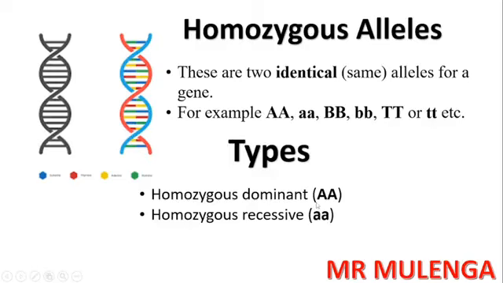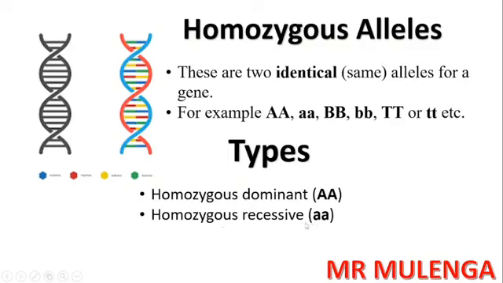This tells us that dominant alleles are written in capital letters, and recessive alleles are written in small letters. If you have two dominant alleles which are both capitalized, that is homozygous dominant. If you have two alleles written in small letters, that is homozygous recessive. I hope it's clear here.